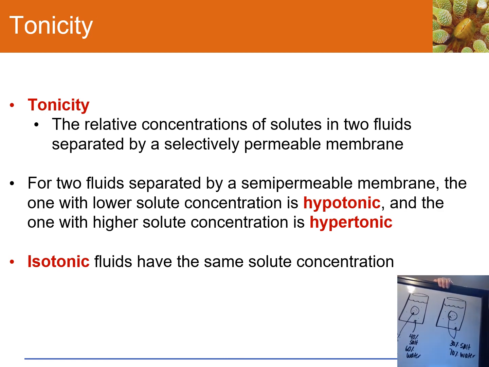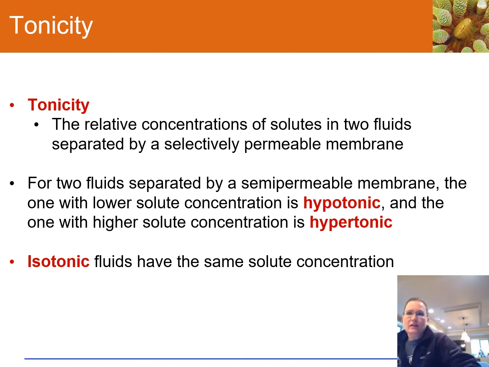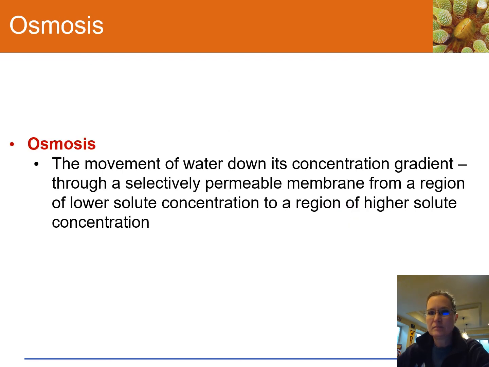And this, they're equal, so it goes into and out of the cell at equal rates. So it doesn't stop. It always continues to flow. So hypo, less on the outside; hyper, more on the outside; iso, same on the inside and the outside.